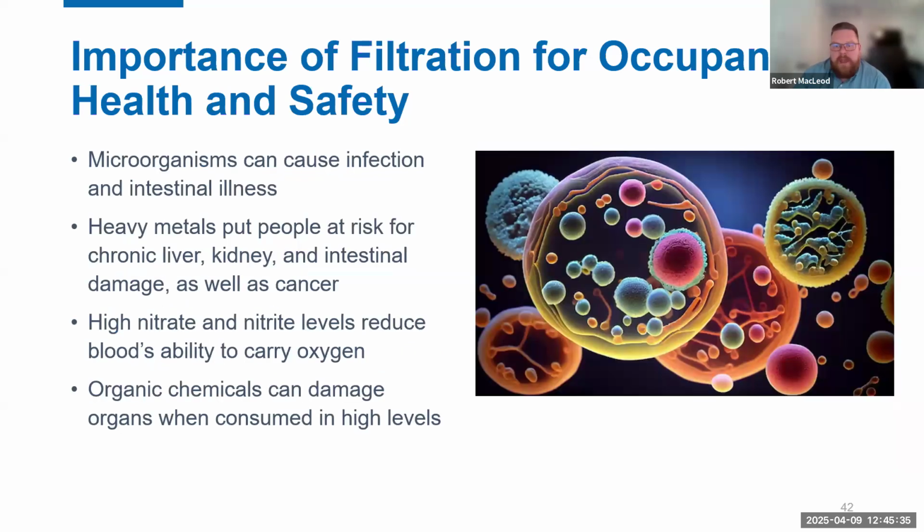Microorganisms, including viruses, bacteria, and parasites, can cause infection and intestinal illness. Heavy metals in the water supply, such as lead, arsenic, and copper, put people at risk for chronic liver, kidney, and intestinal damage, as well as cancer. High levels of nitrate in the groundwater, originating from fertilizers, human waste, or animal waste, reduce the body's ability to carry oxygen within the bloodstream. The list of organic chemicals, which come from agriculture, industry, and household products, is long. When consumed in high levels, they can cause lots of damage to our organs.